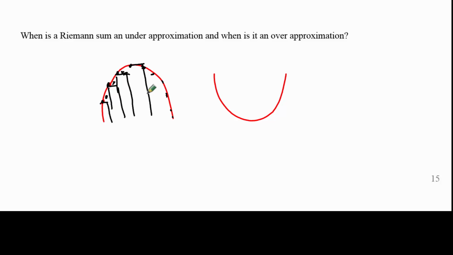However, as we get to the right, when I start using the left over the right, look what happens. Here's the left, here's the right way down here. So now all of a sudden I'm using a left-hand Riemann sum and doing an over-approximation, because left's up here and right's down here. So when are we an over-approximation and when are we under? It's not the concavity, because this is concave down the entire time. So again, this is for left.